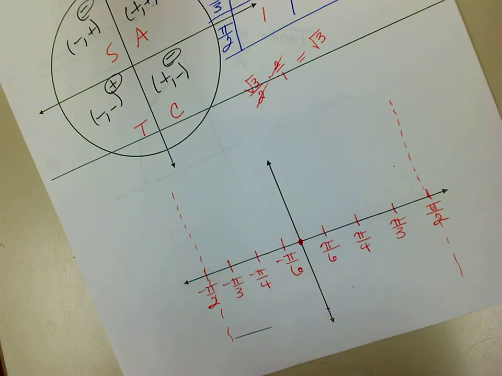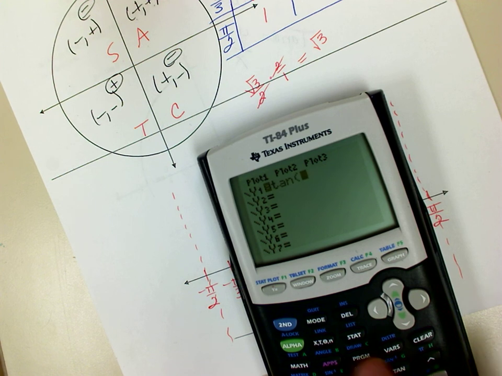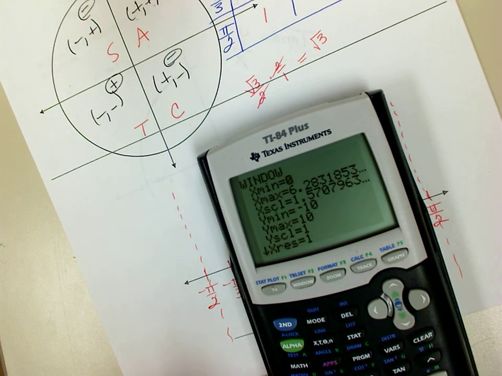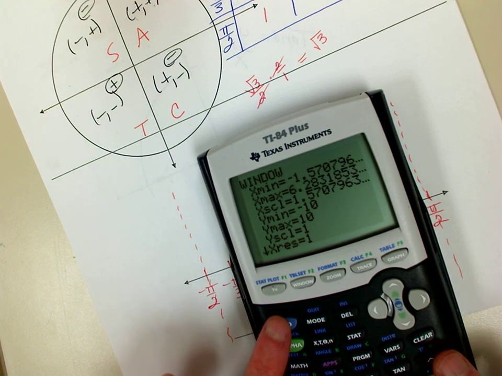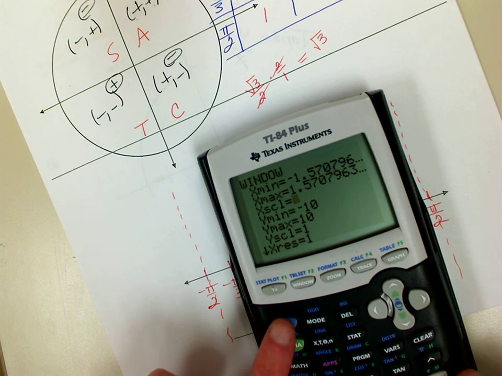So I'm going to graph this in my calculator. Okay, so I'm just going to put tangent of x. I'm going to change my window. So I went from negative pi over 2 and then positive pi over 2. And then I'll just scale it by pi over 6. Whoops.